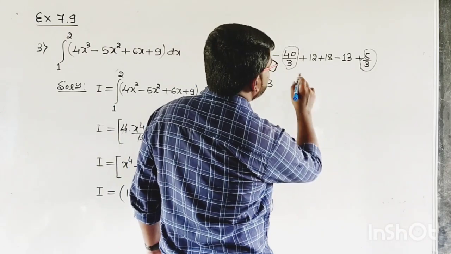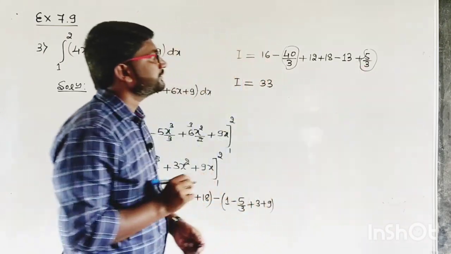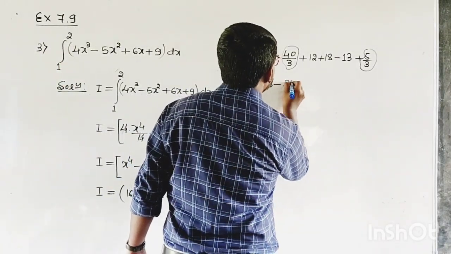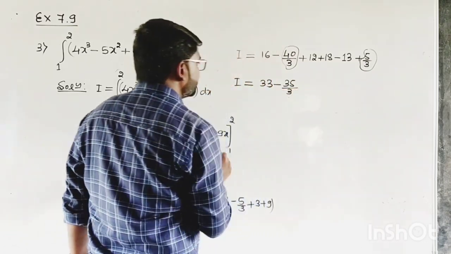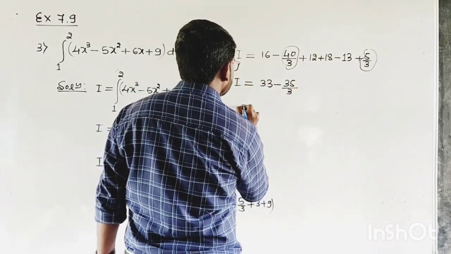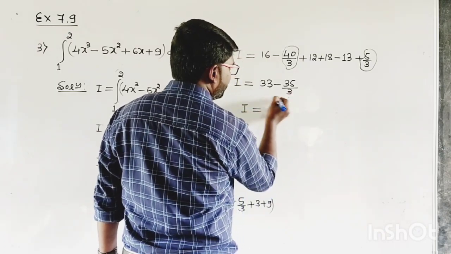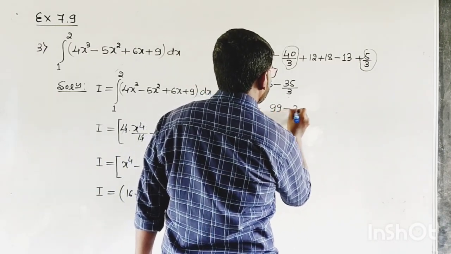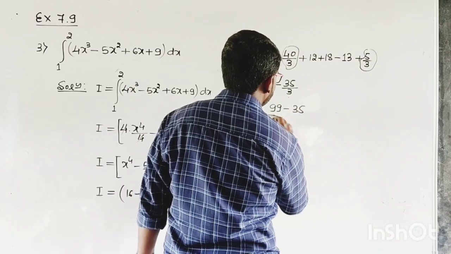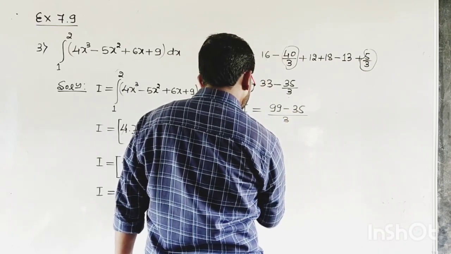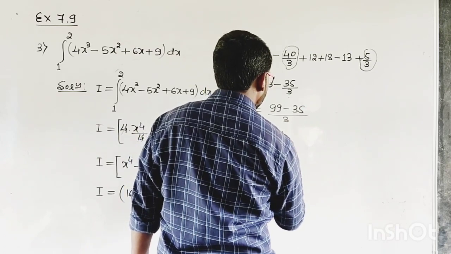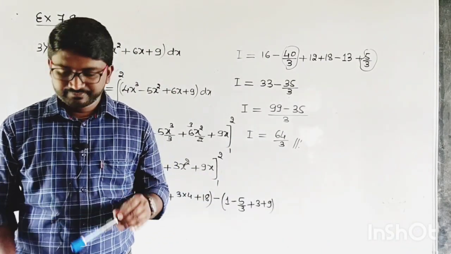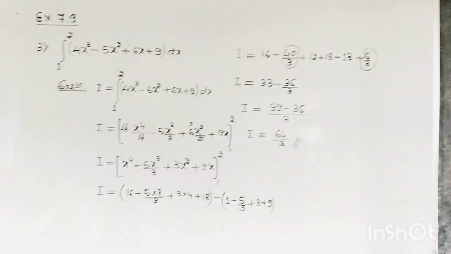The denominator is the same, that means the LCM will be 3. So 5 minus 40 will be minus 35, divided by 3. Now in the next step I, which is equal to, take up the LCM, 3 will be multiplied with 33, we get 99 minus 35 divided by 3. So I equals 99 minus 35, which is 64 divided by 3. So this is the answer for the third problem.